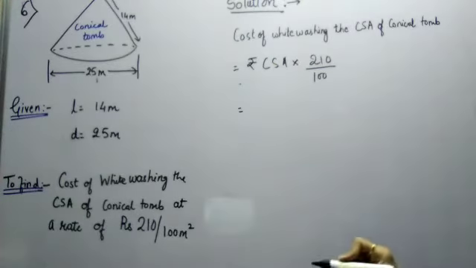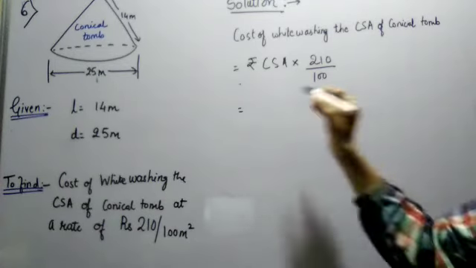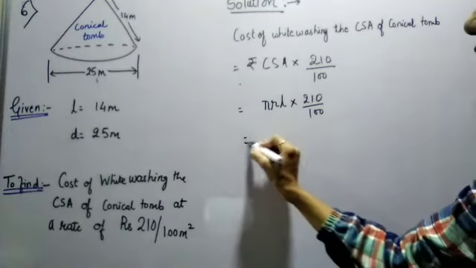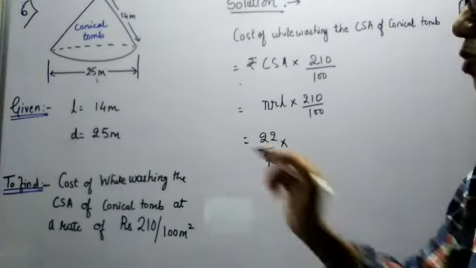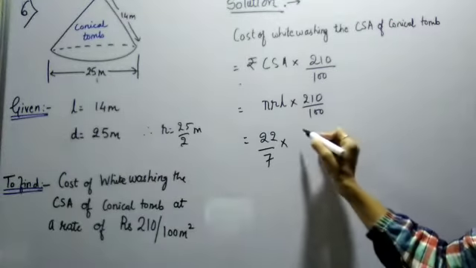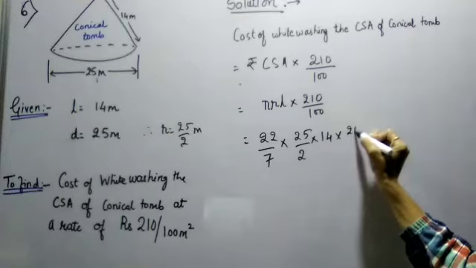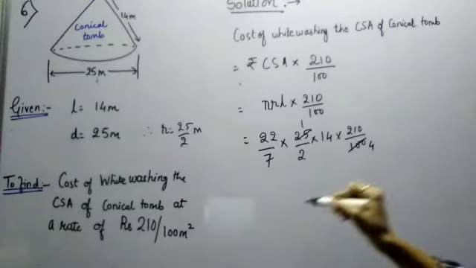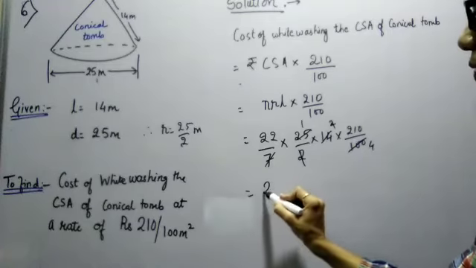So let us write down the formula. Now what is the formula to find out curved surface area? It is pi r l. Pi r l into 210 by 100. Value of pi is 22 by 7. Now here diameter is given as 14, therefore radius will be 7. Slant height is 25, and this is 210 by 100. So let us see, 7 ones are 7, 7 twos are 14, and so on, and we simplify.